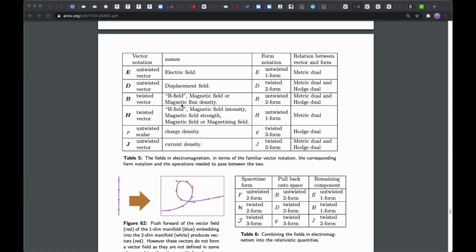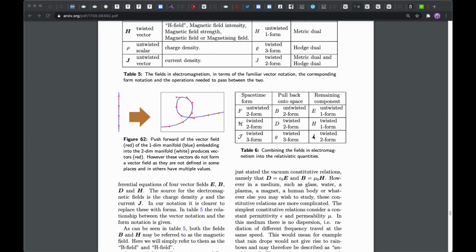Okay, so we also have the table for the space-time. In the 4 dimensions, we have the Faraday form F, which is a 2 form, and also the H form, which will also be a 2 form, and the current form, which is a 3 form in 4 space, and their corresponding pullbacks are described in column 2.